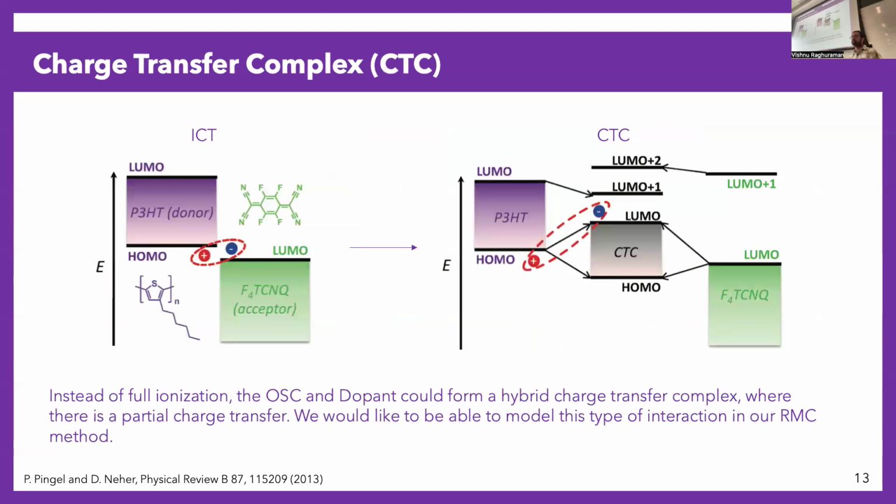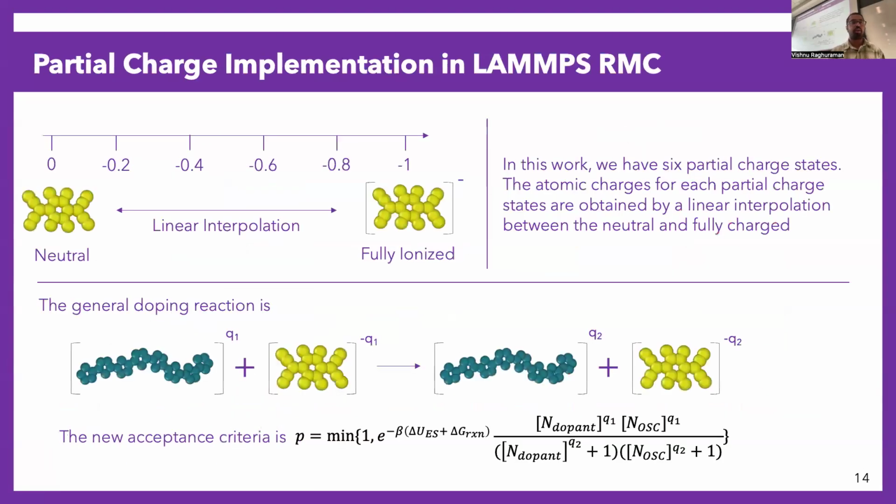Now, the interesting thing about these systems as well, apart from the integer charge transfer, is that they show something called a charge transfer complex, which is instead of having just one charge going from OSC to dopant, you can have them interact to create a bunch of states, effectively resulting in sort of a partial charge transfer. And we can model that interaction as well. So instead of having 0 and 1, we can have intermediate states and have Monte Carlo steps that jump between intermediate states. And accordingly, our acceptance criteria will change in that way.